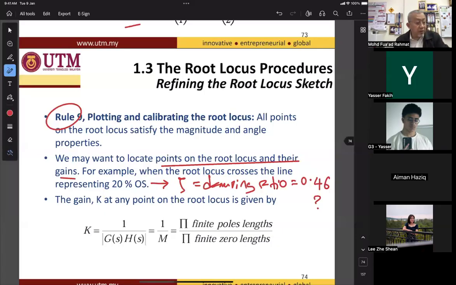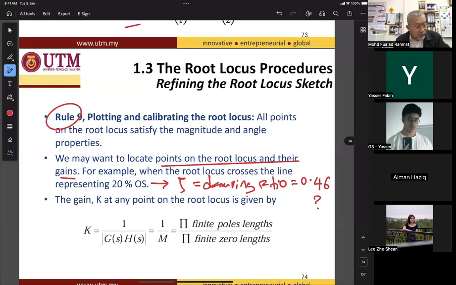From the graph, you see on the y-axis 20% overshoot, and then you go to the right until it touches the curve. It touches the curve at the damping ratio. Use your ruler: 20%.